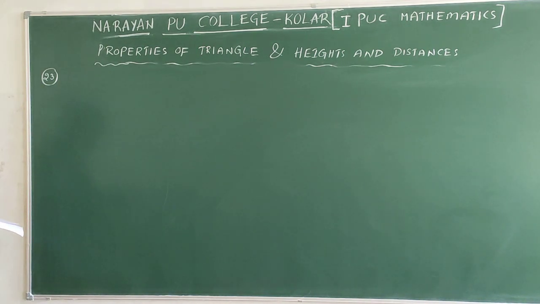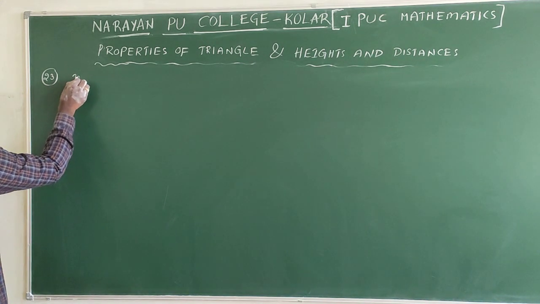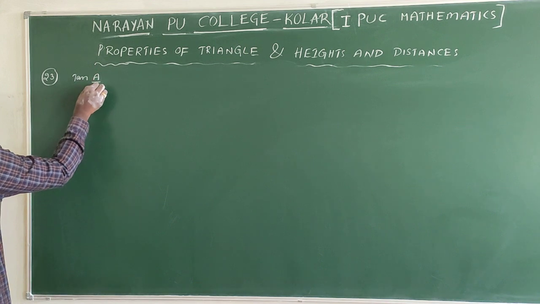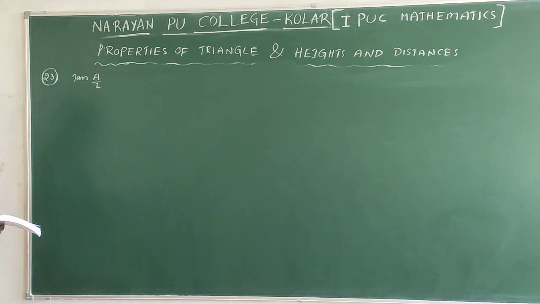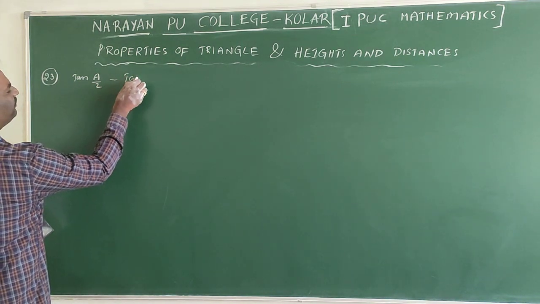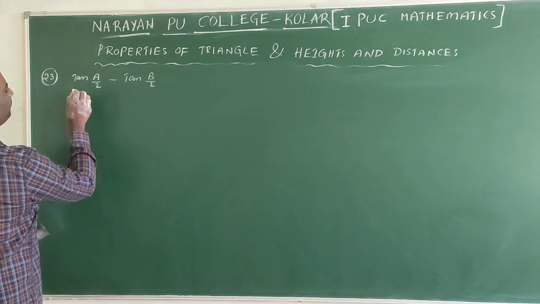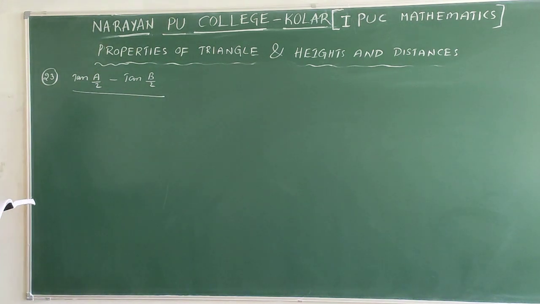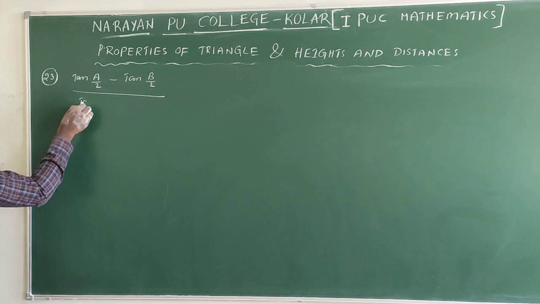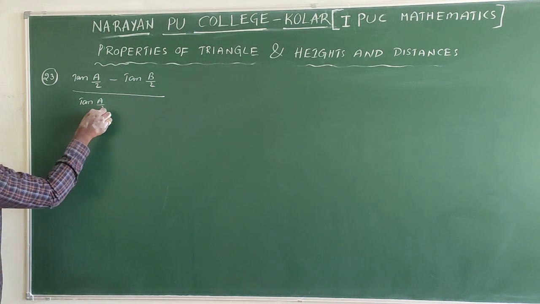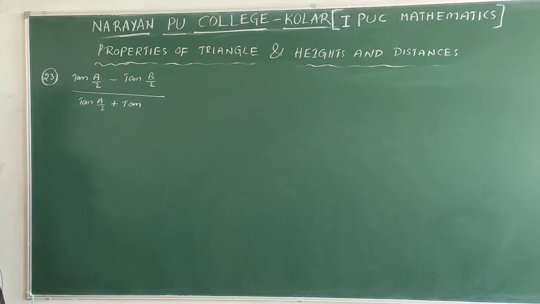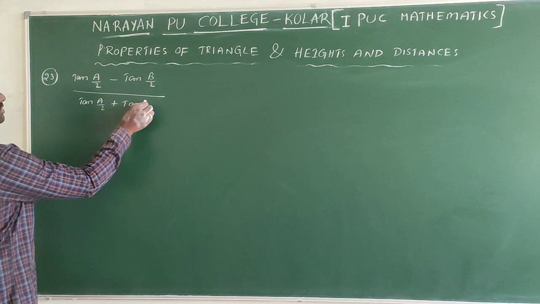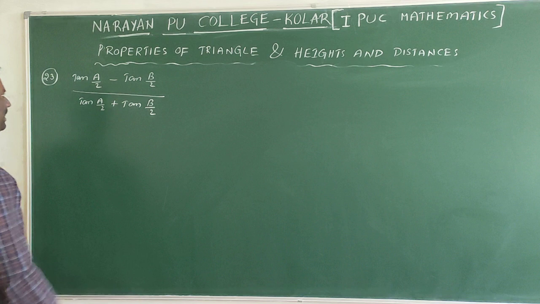It is also the same model. In any triangle ABC, (tan A/2 minus tan B/2) by (tan A/2 plus tan B/2). I am not converting into sin by cos. We have a direct formula. Already I gave the formula for sin and cos, so from this we can derive the formula for tan.